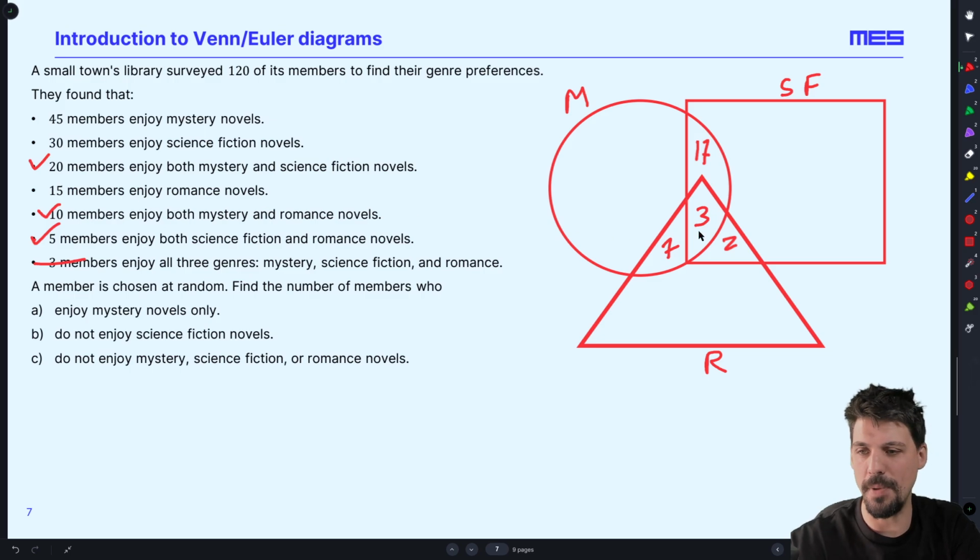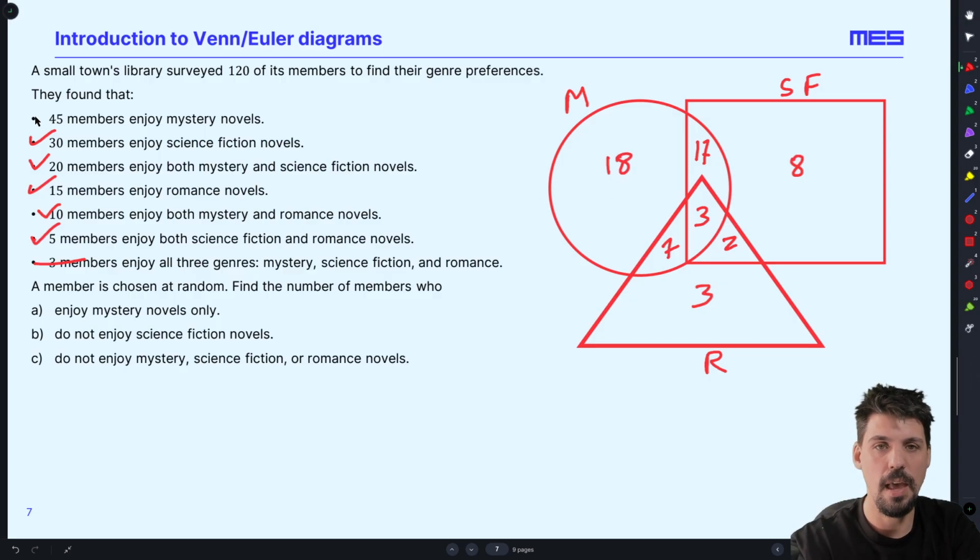15 members enjoy romance. So at the moment, I've got 12 people in my romance triangle, so I'm going to want 3 people who only enjoy romance novels. 30 members enjoy sci-fi novels. 17 plus 3 is 20, plus 2 is 22, so there needs to be 8 out there. And then 45 members enjoy mysteries. So 17 plus 3 is 20, 27. Off the top of my head, that should be 18 members out there.